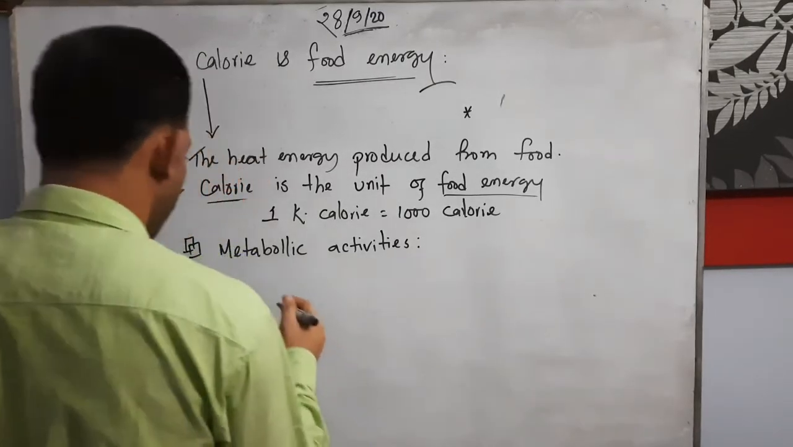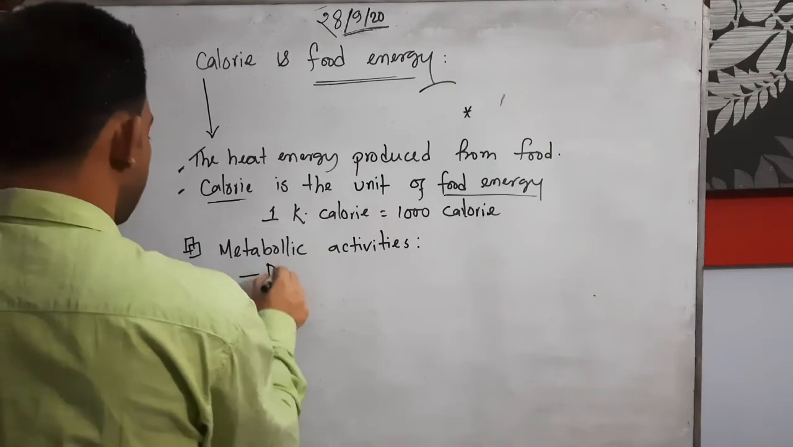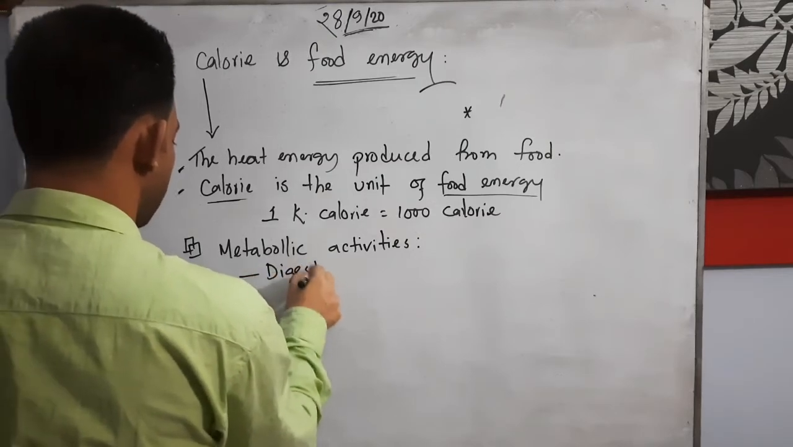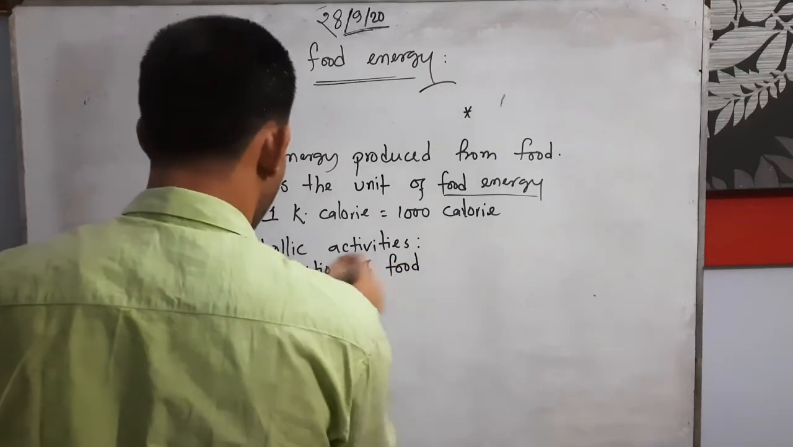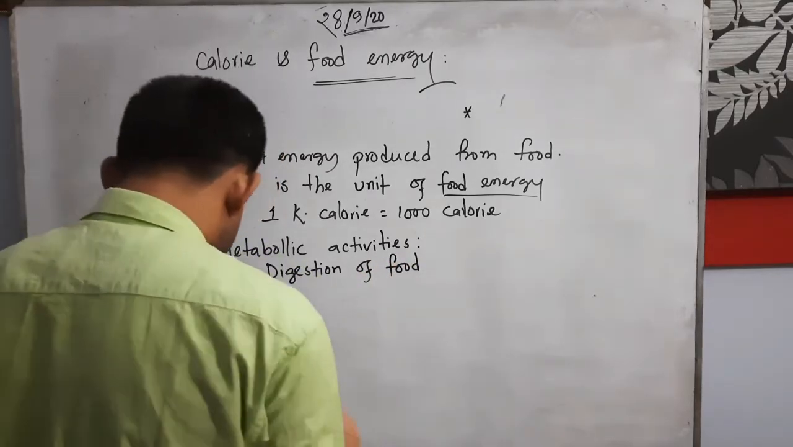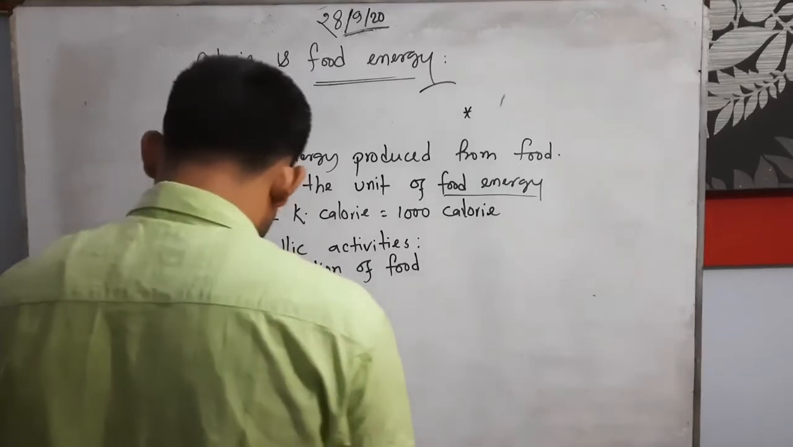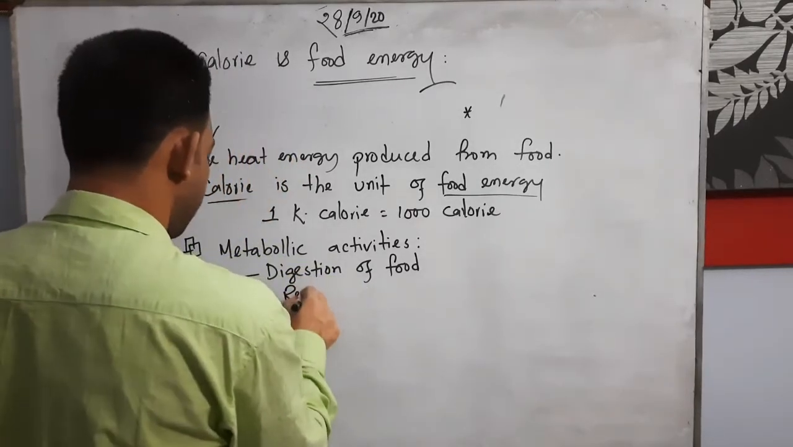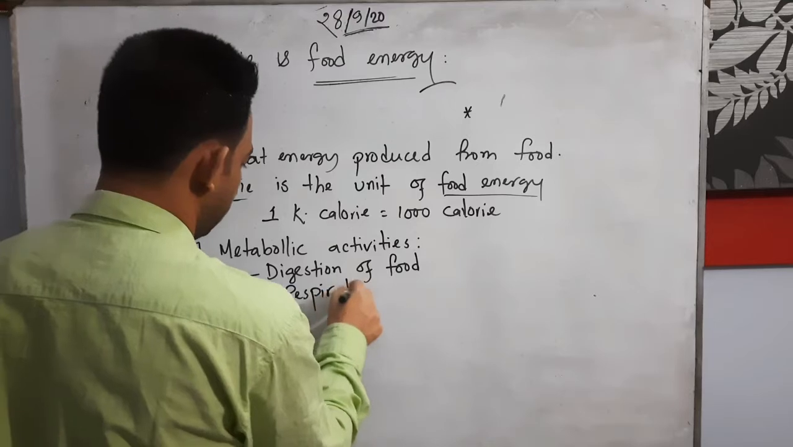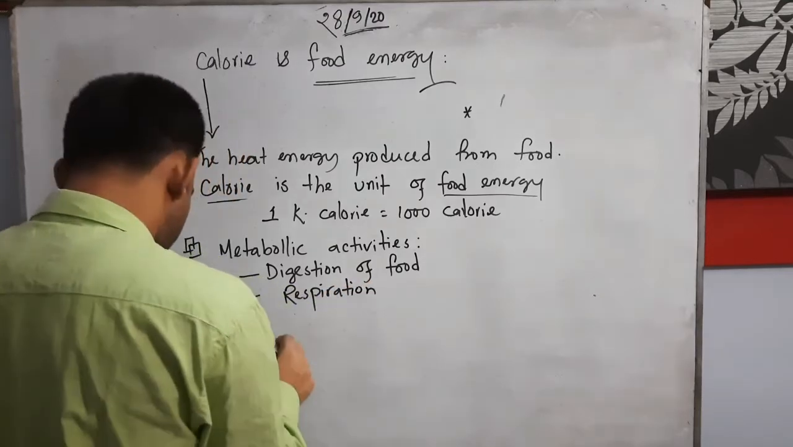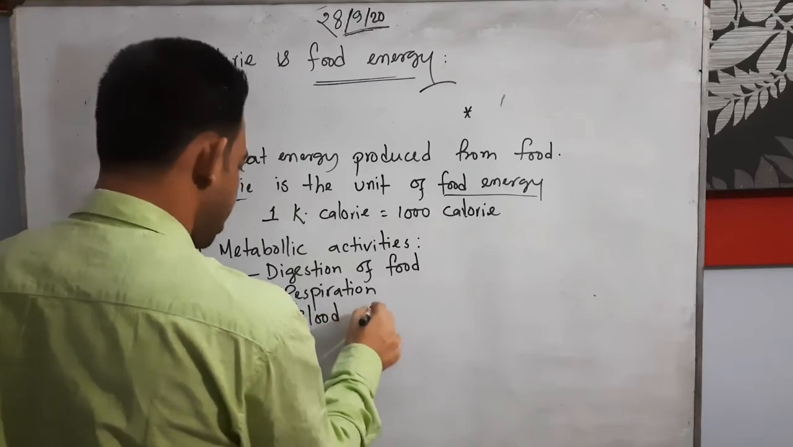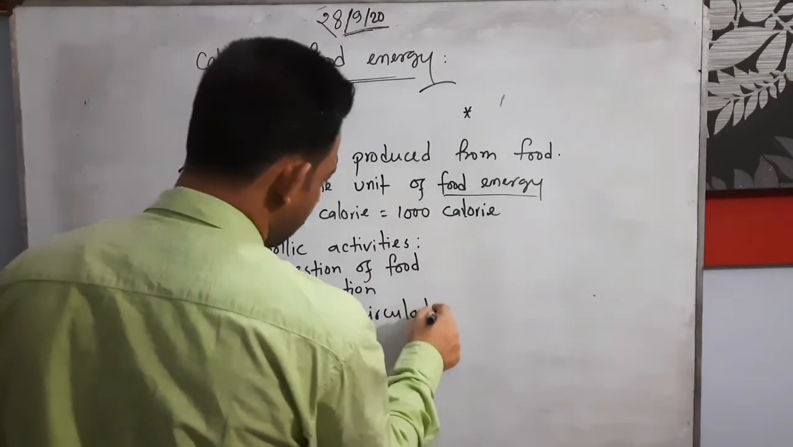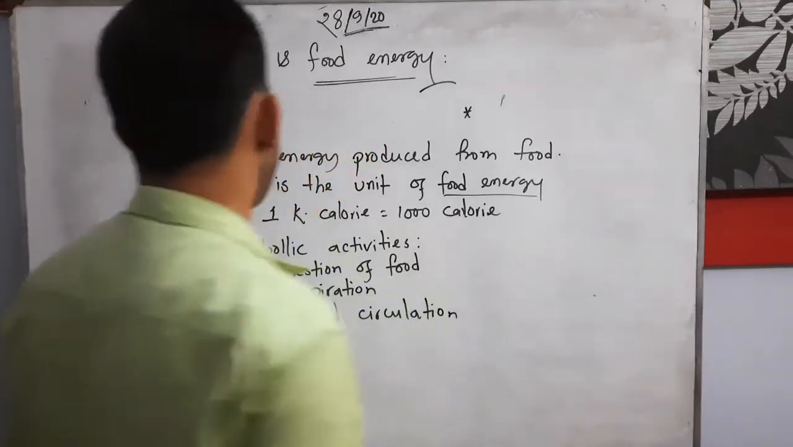Digestion of food. Then we can write respiration. Then we can write blood circulation. These are the metabolic activities.